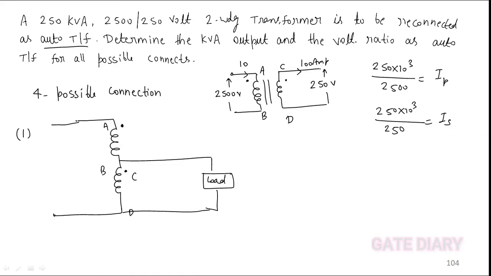Dot shows instantaneous polarity. So this is plus minus and this is plus minus. This is something like you have connected two voltage sources in series, AC voltage sources connected in series. So what will be the voltage, additive or subtractive? You will get additive voltage across AB: 2500 plus 250. So how much total? 2750 volt. Additive voltage you will get at the primary side, and across this CD, how much is the voltage?